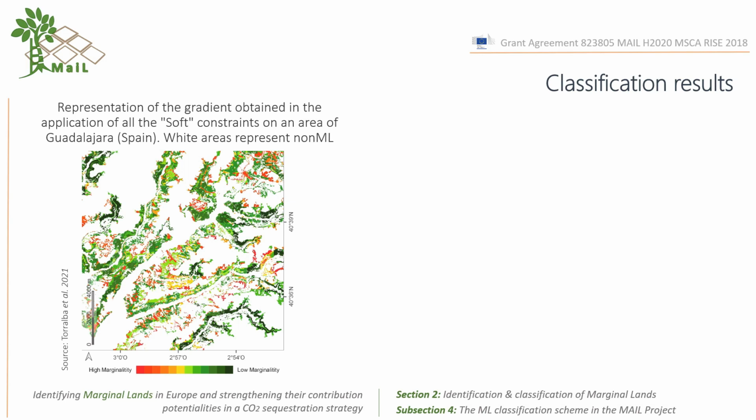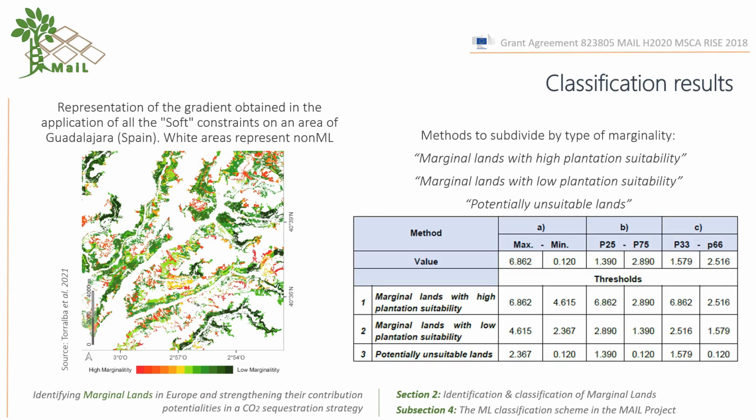But anyway, in the MaiL project, we wanted to make a classification in three categories depending on the sustainability of the land for plantation. And for that, we followed three methodological approaches that you can see in the table. The first one, method A, is to calculate the maximum and minimum value obtained in the marginal land layers and divide the difference by 3. This will obtain ranges of equal magnitude.